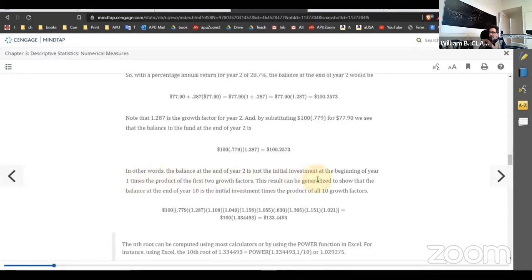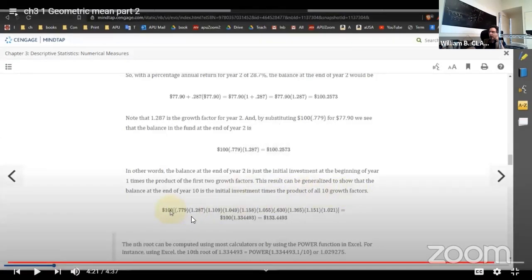This result can be generalized to show that the balance at the end of year 10 is the initial investment times the product of all 10 growth factors. So if we want to know how much it is worth at the end of 10 years, you take the beginning balance, which was 100, then the growth factor is 0.779. The product of those two gives you how much it was worth at the end of the first year. Then you take that and multiply it times the growth factor in the second year to figure out how much it was worth at the end of the second year. And then you take that and multiply it times the growth factor in the third year to figure out how much it was worth at the end of the third year. And you keep doing that. So what we're doing is multiplying all the growth factors. Is that clear?